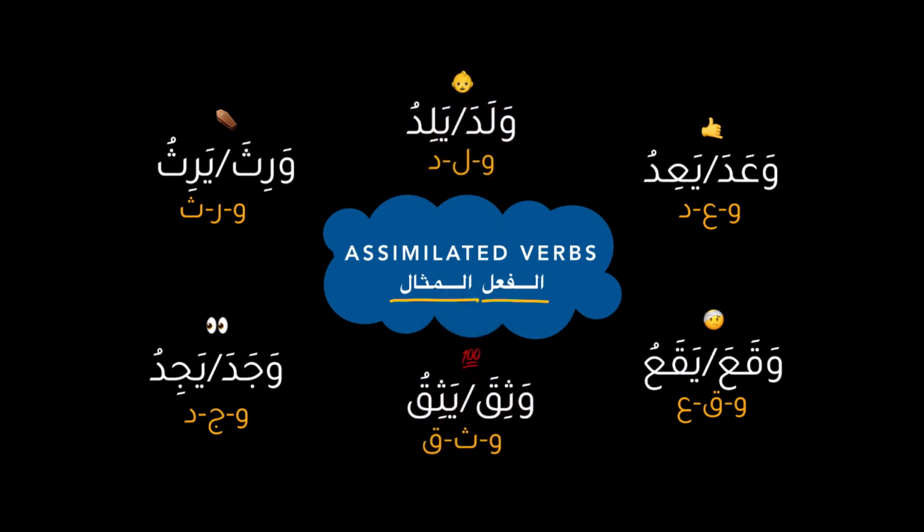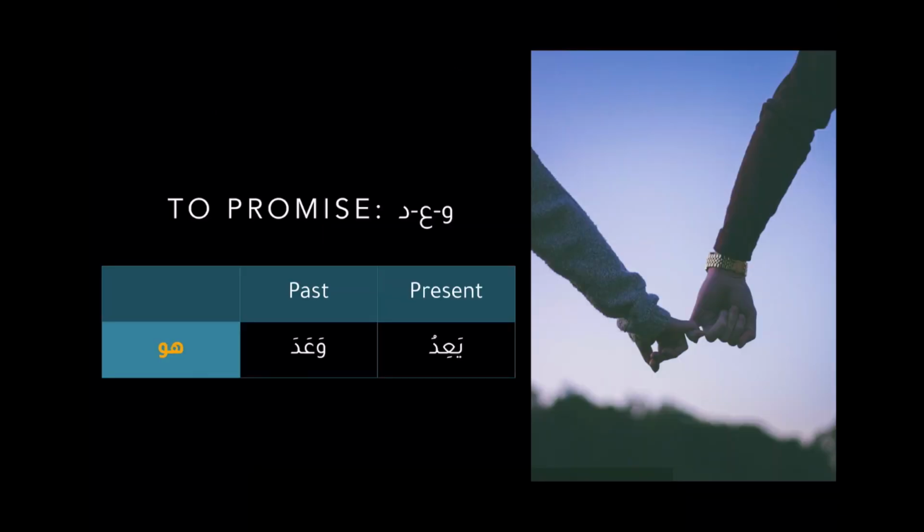Now, the good news is that Form 1 assimilated verbs in the present tense follow a very simple and very predictable pattern. So we're only going to cover one of these verbs, and then all the other ones will follow the same exact pattern. Today, we're going to look closely at the verb وعد يعد, which means to promise.